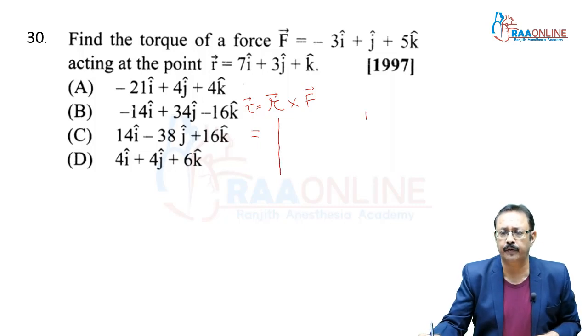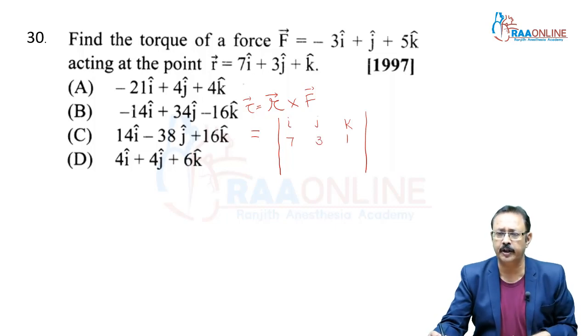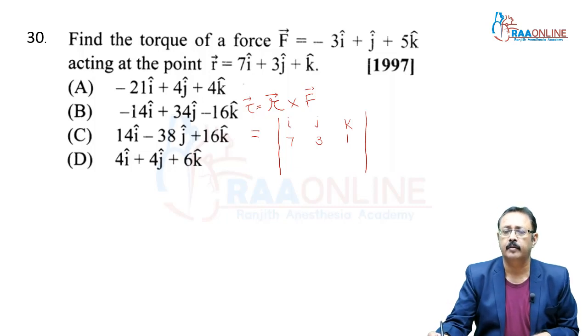First row with I, J, K. Second row, first you write R. So from R, what are the coefficients of ijk? 7, 3 and 1. What are the coefficients of ijk in F? Minus 3, plus 1 and 5.